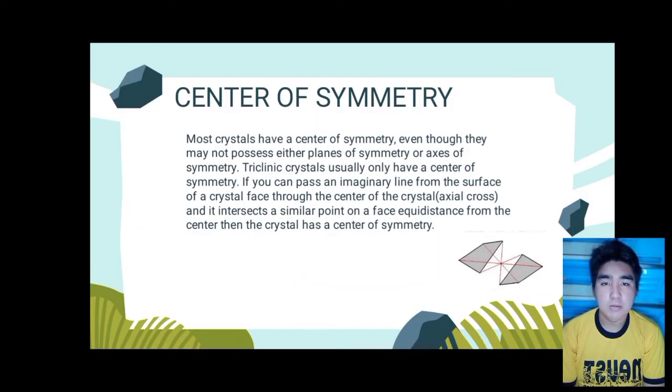Center of symmetry. Most crystals have a center of symmetry even though they may not possess either planes of symmetry or axes of symmetry. Triclinic crystals usually only have a center of symmetry. If you can pass an imaginary line from the surface of a crystal face through the center of the crystal axial cross and it intersects a similar point on the face equidistant from the center, then the crystal has a center of symmetry.